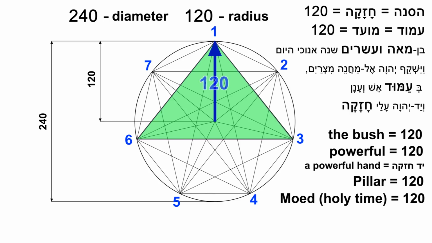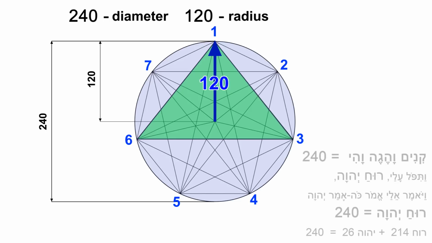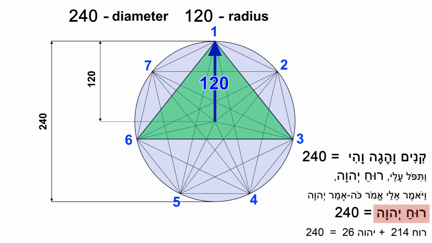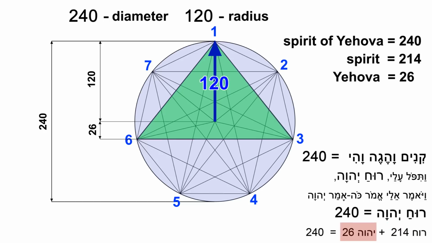120, just like the hand of a clock, and the hand of Yehovah upon me is powerful, strong, 120, says Ezekiel in chapter 3. And if we examine the diameter 240, we see Ruach Yehovah, the spirit, 240, of Yehovah, 26, and so the spirit of Yehovah, 240, determines the framework of this geometric matrix.